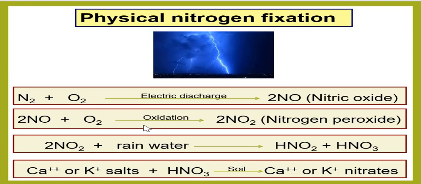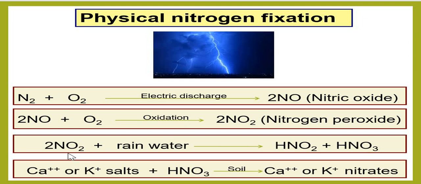These are the different reactions during physical nitrogen fixation. You can see that during lightning, a lot of electric discharge is there. In the presence of this electric discharge, the atmospheric nitrogen reacts with the atmospheric oxygen and thus forms nitric oxide. And this nitric oxide then oxidizes in the presence of atmospheric oxygen and converts into nitrogen peroxide.